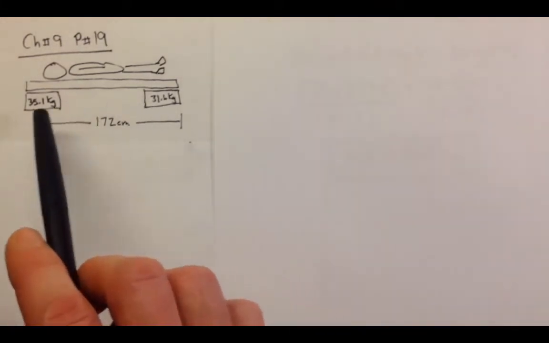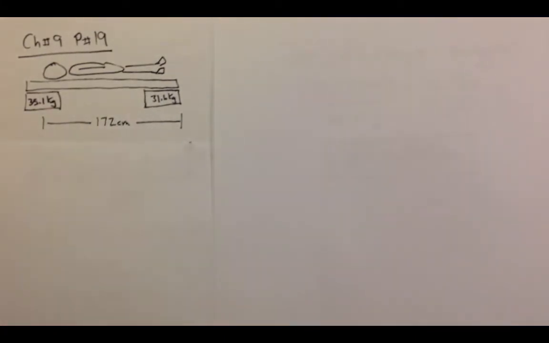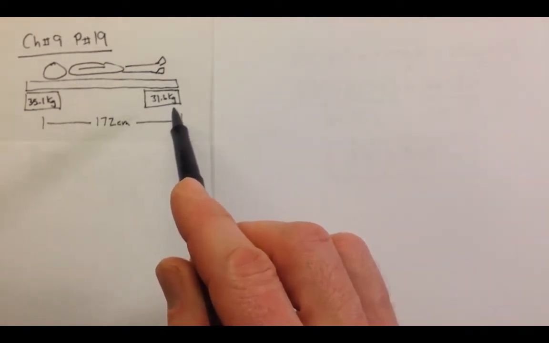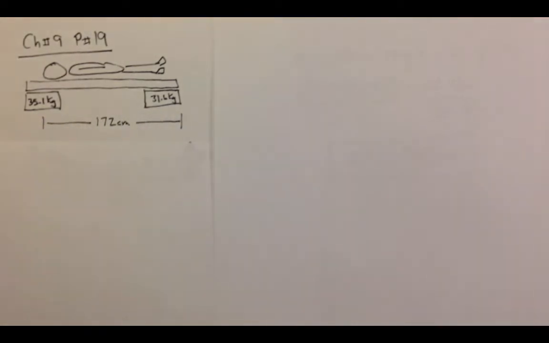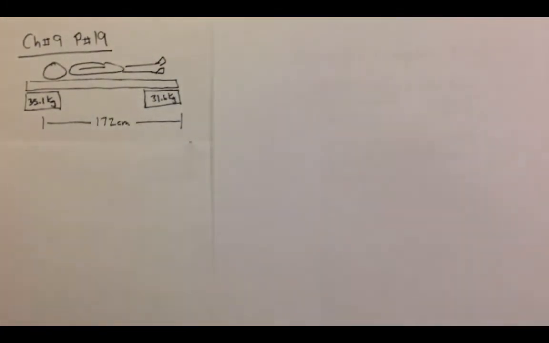And anyway, the scales read in kilograms here. The scale closest to their feet reads 31.6 kilograms. The one closest to their head, 35.1 kilograms. Where is the center of mass of this person? And in this problem, it says, where is it in relation to their feet?